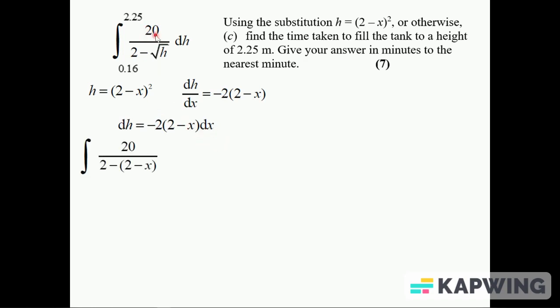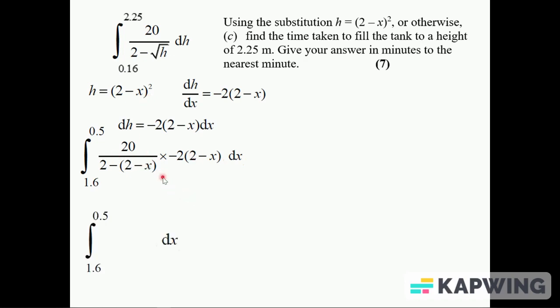So looking at the integral, I've got 20 on the top, and 2 minus root h on the bottom. Root h is just 2 minus x. And then I need to multiply it by dh, which is this. And my limits: to get 2.25 for the h, I'll need 1.5 squared is 2.25, so I need to put 0.5 in there. And 2.5 is no good because the tank's only 2.25 meters high. And the lower limit, to get 0.16 for the h, I've got to square 0.4, which is 2 minus 1.6.